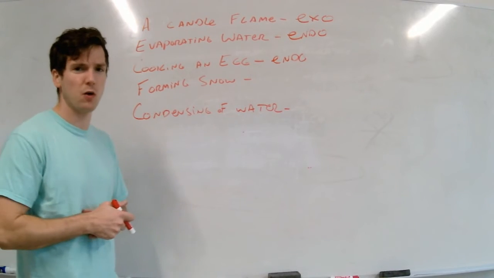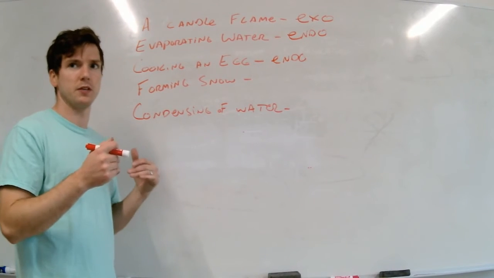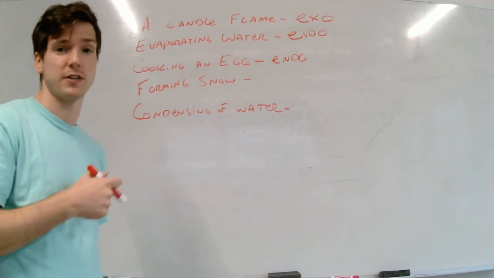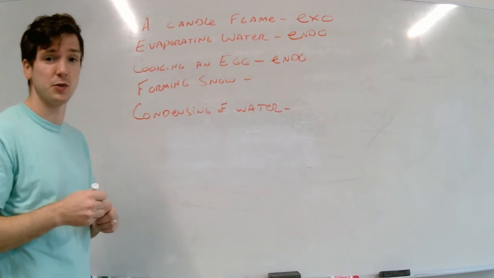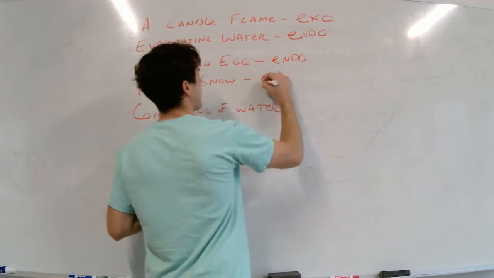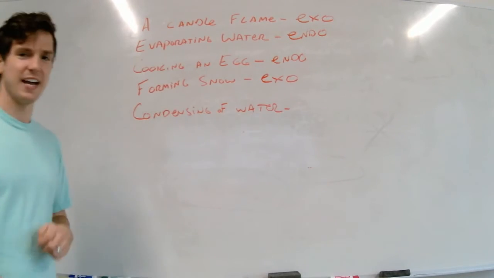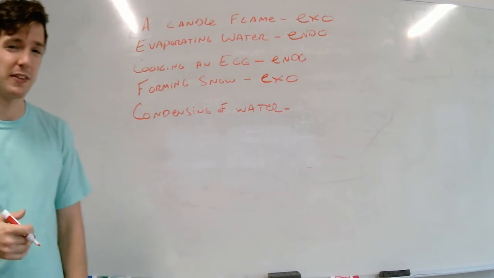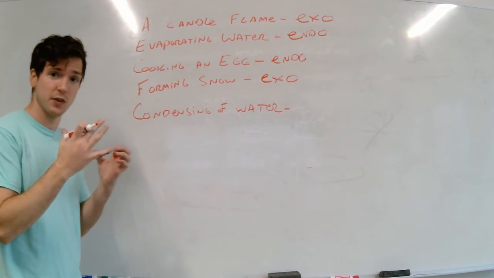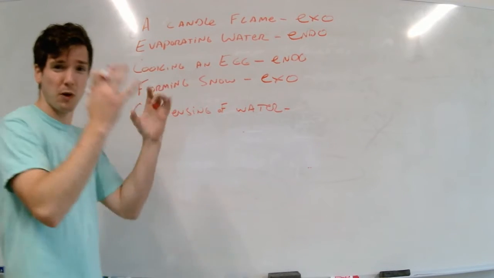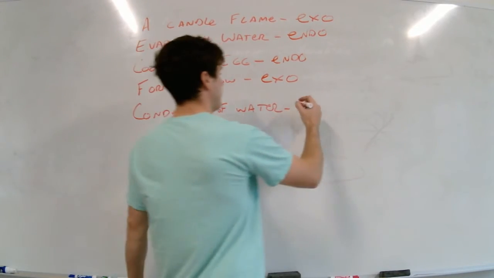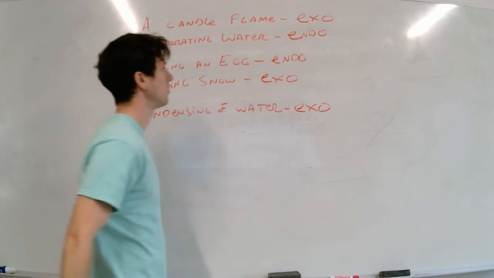If we're forming snow, that's usually going from a liquid to snow, which is just like a tiny ice particle. So heat has to leave the liquid water for it to turn into a solid. So that's going to be exothermic. And then condensing of water. That's water vapor turning into a liquid. So that means that heat has to leave in order for those water molecules to get closer together and condense. So that is also exothermic.